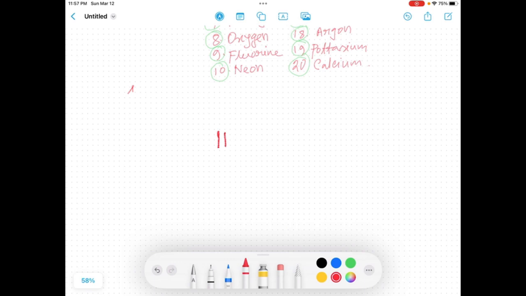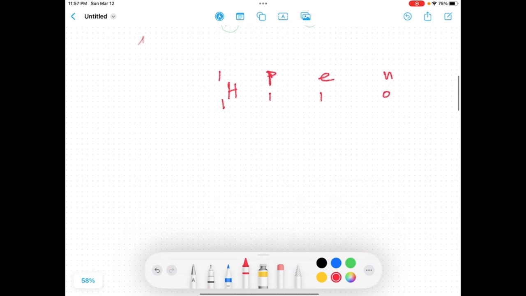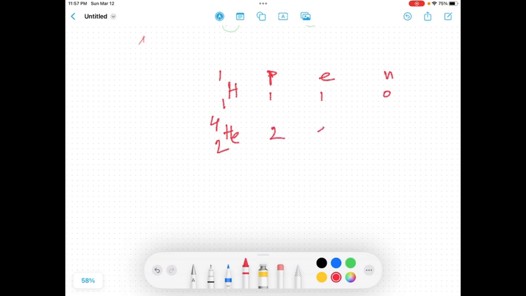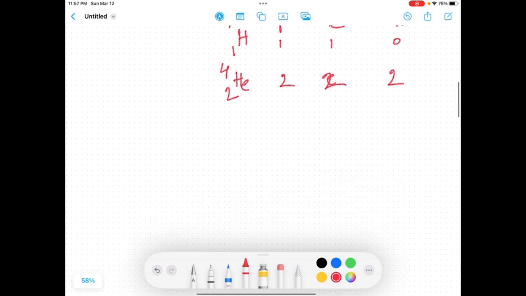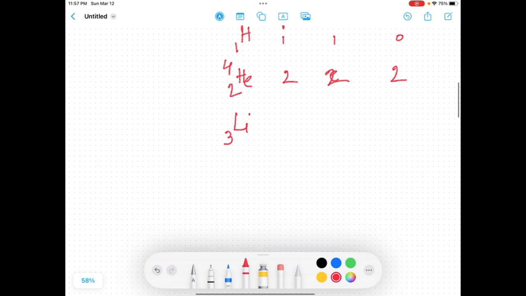So in the case of hydrogen, proton number 1 and mass number 1, because hydrogen doesn't have any neutron. Now if I say proton, electron, and neutron, for hydrogen, proton is 1, electron 1, and neutron 0. For helium, 4, 2: proton number 2, electron 2, and neutron also 2, 4 minus 2. Lithium 3, 6: proton number 3, electron 3, and neutron also 3, because 6 minus 3.